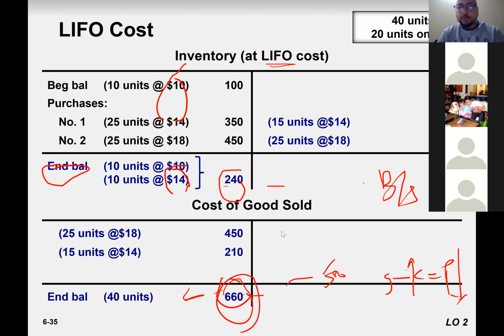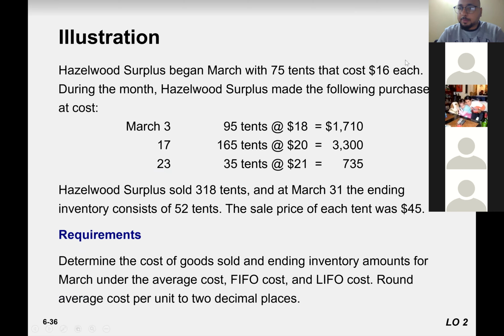So before the break, we talked about the costing methods: weighted average method, FIFO, and LIFO. So let's just talk about its illustration. So please take a picture.